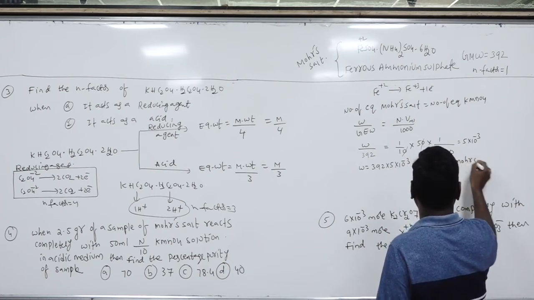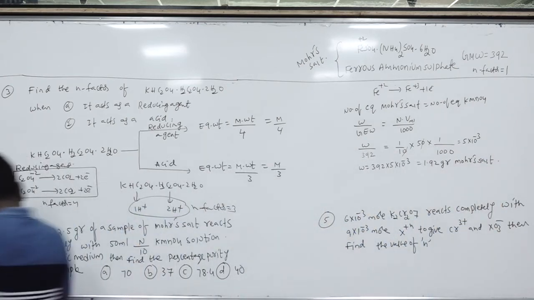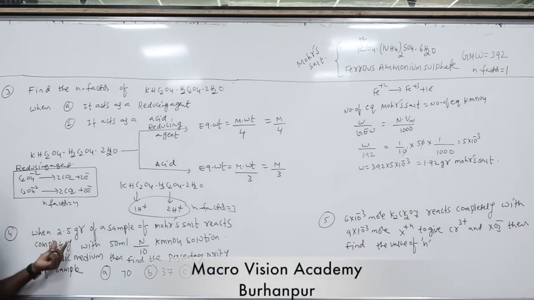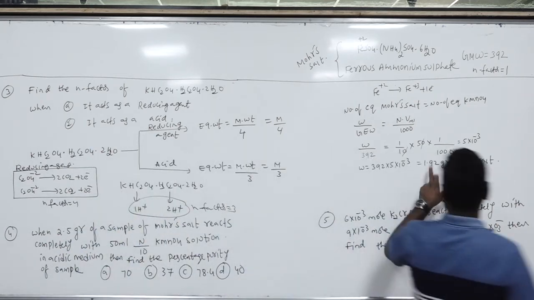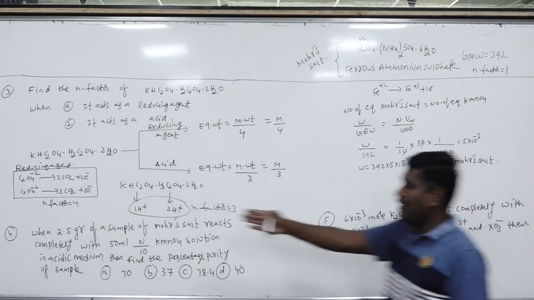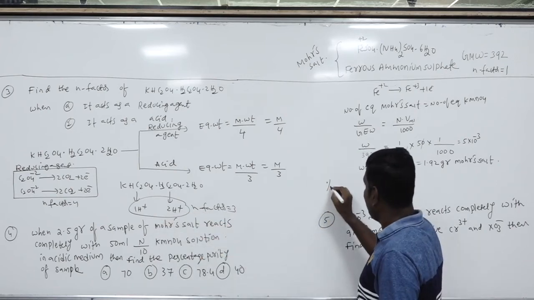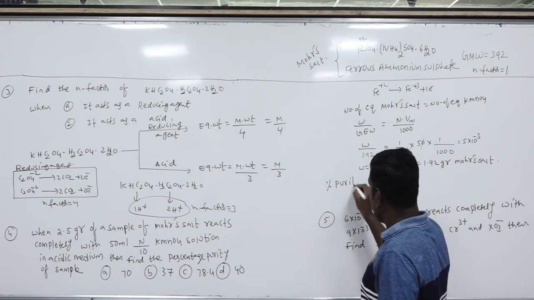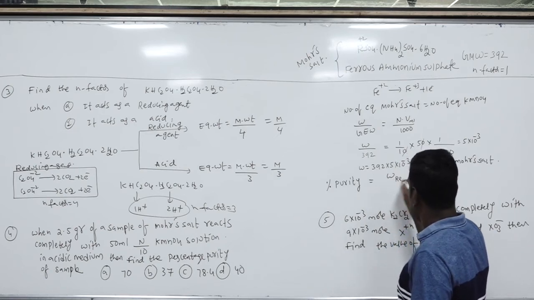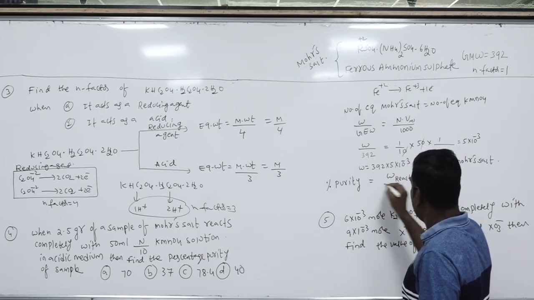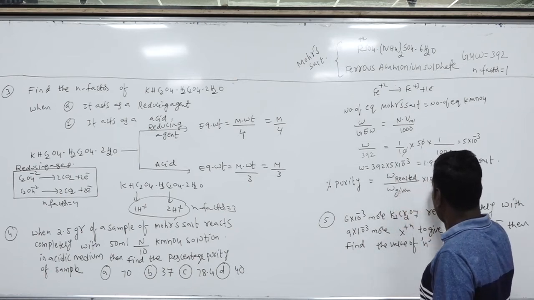You have the Mohr's salt weight. Now, what is the actual sample weight? 2.5 grams. But out of the 2.5 grams, only 1.92 will react here. That means the remaining weight will be impurity. So how to calculate the percentage of purity? W reacted by W given, multiplied by 100.